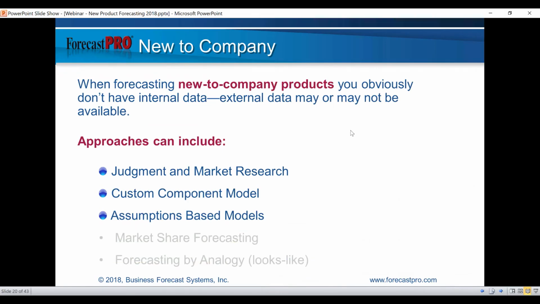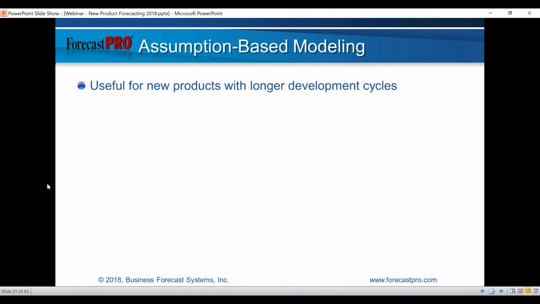But again, when we're talking about products that are new to the company, that are under development, but we don't have internal data that we can simply work with and extrapolate, then these are the types of approaches that we use. A couple more techniques for new to company: market share forecasting and forecasting by analogy, and I'll let Sarah enlighten us about those.